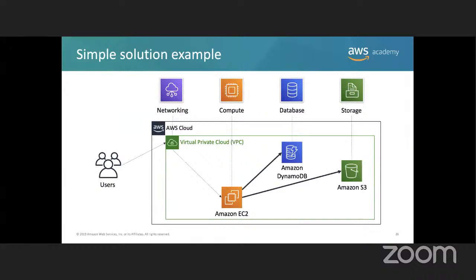Simple solution example. We have here 4 main categories: networking, compute, database, and storage. For the networking, we have VPC. We have the users here. They want to connect to a VPC, right? And inside the VPC, we have an EC2 instance, which is a server. And this icon, guys, is a network interface, and the square is an EC2 instance, or EC2 instances. So we have a DynamoDB table.